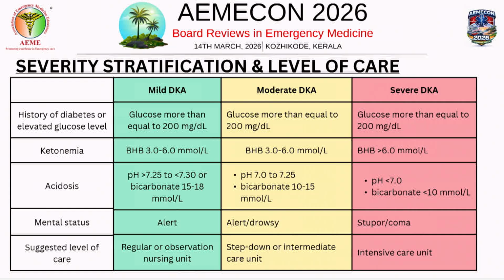Now why do we need to categorize it? As you can see in the table itself, the suggested level of care is different for mild, moderate and severe. In a mild DKA, you can manage the patient in a regular or an observational nursing unit. Even in the ED, that is enough. But a moderate DKA has to be managed in an intermediate care unit. And when it comes to severe DKA, ICU management is required. And note to mention that HHS, like we have already discussed in the initial slides, the mortality associated with HHS is around 5 to 10% more than that of a DKA patient. So therefore, the HHS patient, of course, has to be treated in an ICU.